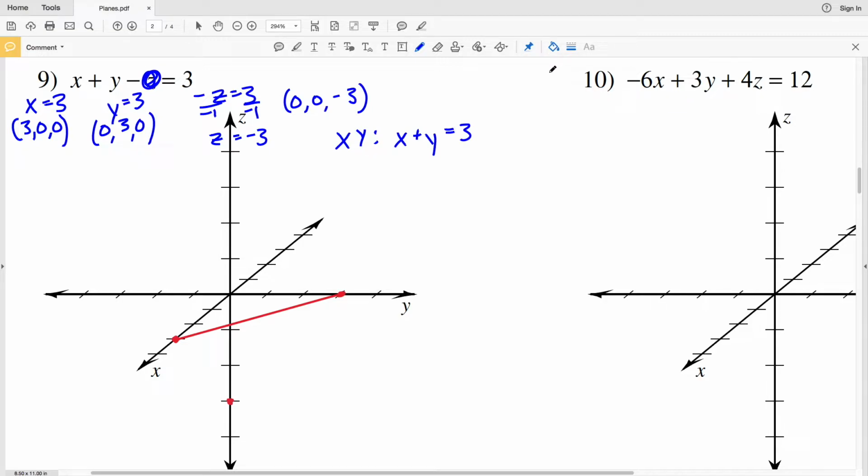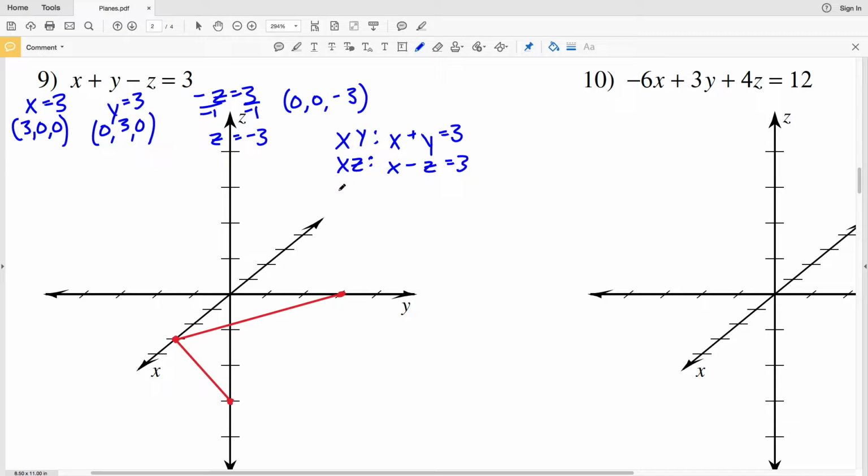Now let's find the trace of xz. And that occurs when y equals 0. So it's going to be that line from the x-intercept to the z-intercept. So now writing the equation for that line, we're going to set y equal to 0, and that will give us that x minus z equals 3. So the trace of xz is x minus z equals 3.